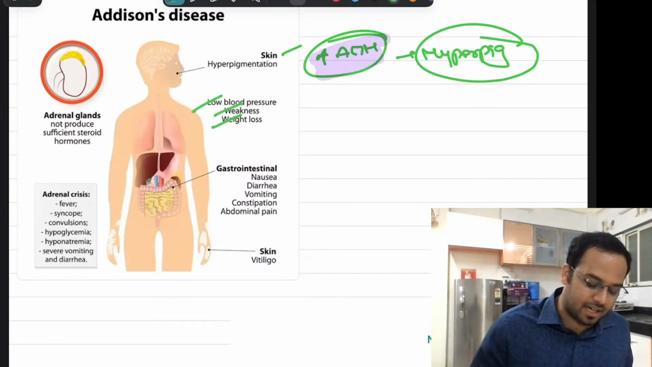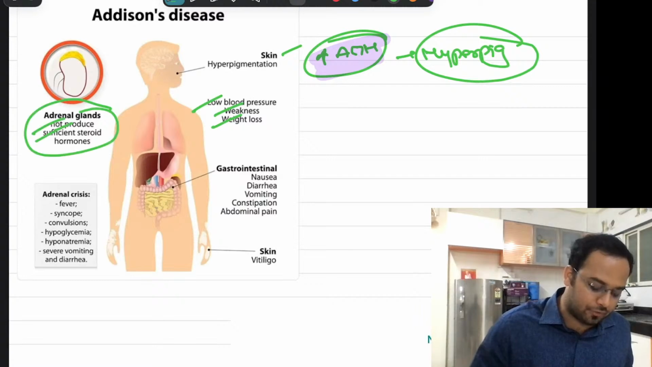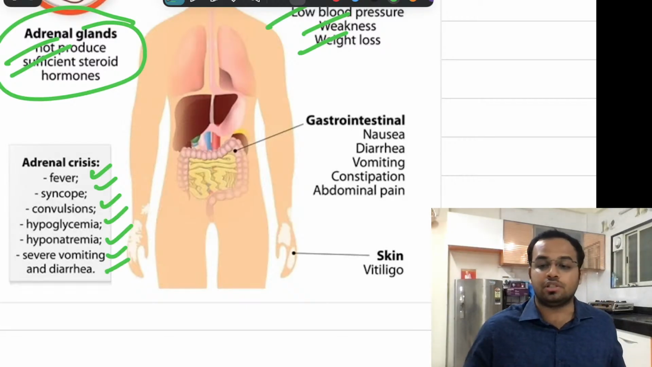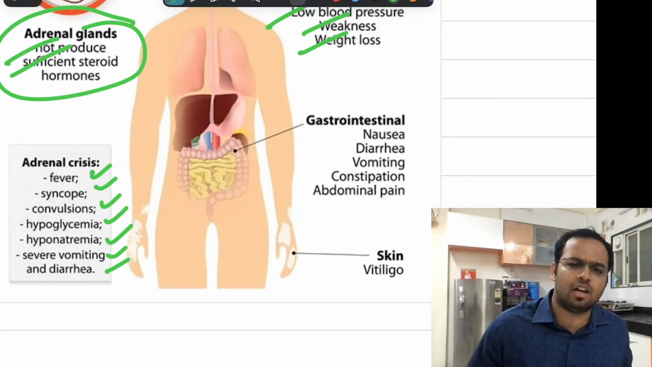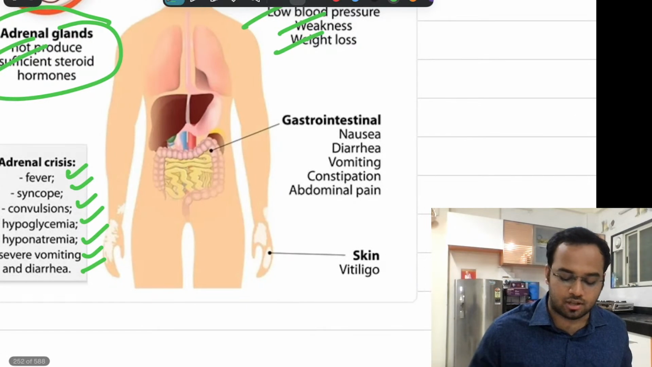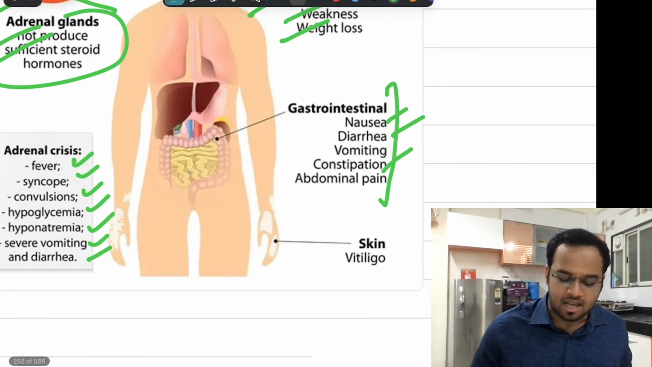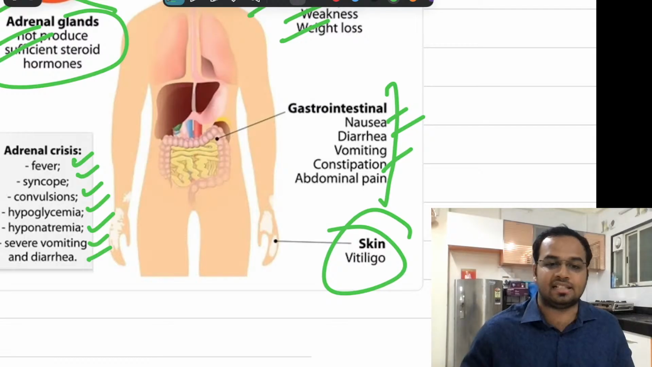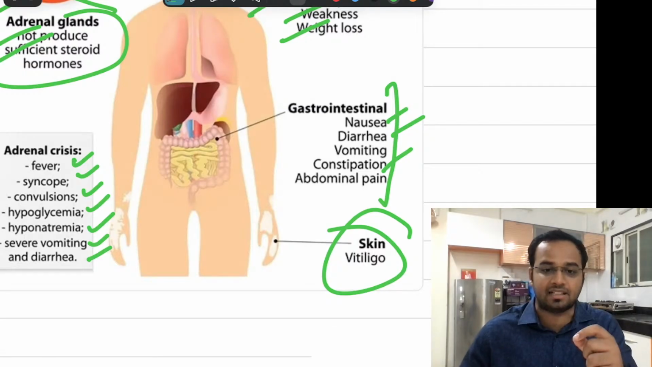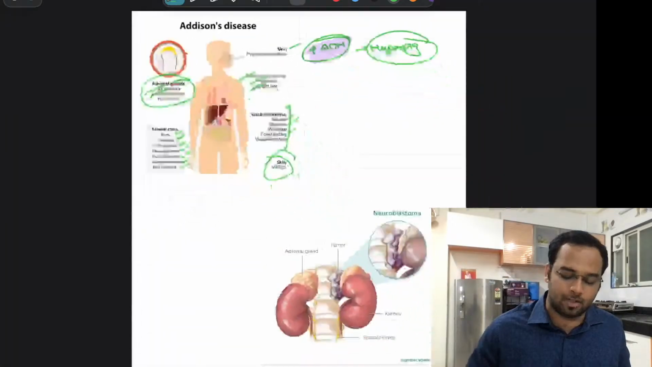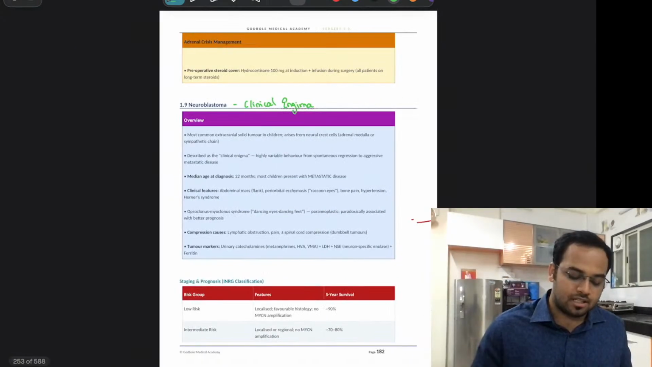Low blood pressure, weakness and weight loss. The adrenal glands do not produce sufficient hormones, and what is that crisis? The patient might have fever, syncope, convulsions, hypoglycemia, hyponatremia, and severe vomiting, because there is no steroid in the body, the electrolytes and the proper metabolism and homeostasis are not there. The patient might have nausea, vomiting, constipation, typical prodromal symptoms, and in the skin the patient will have vitiligo. Because ACTH is also important for pigmentation, whenever the patient has a lack of ACTH, there might be a problem of vitiligo in the patient. That is an acquired vitiligo. So it is important for you to know.